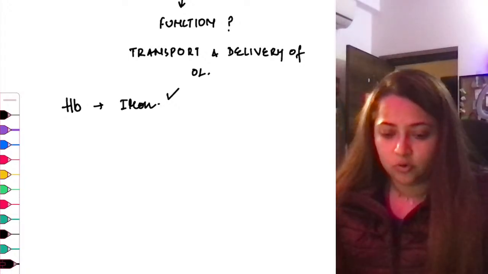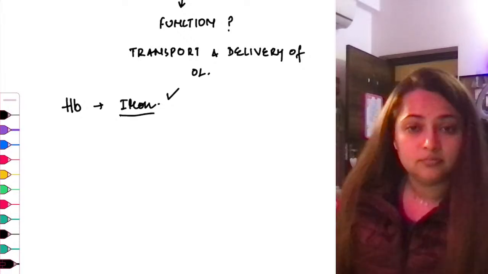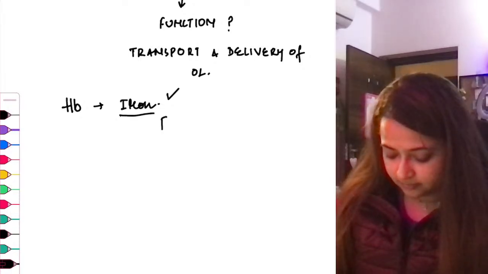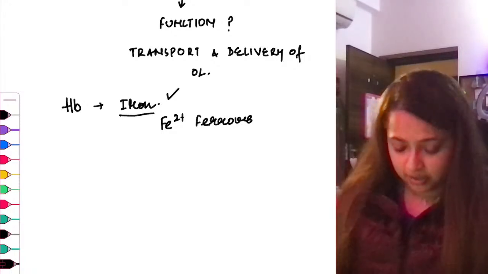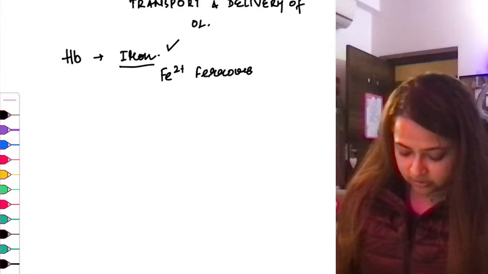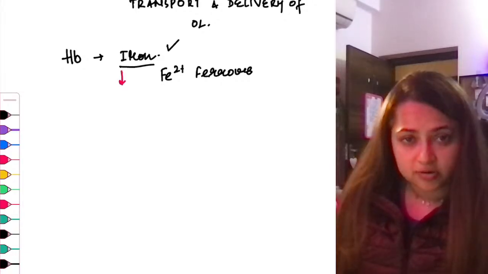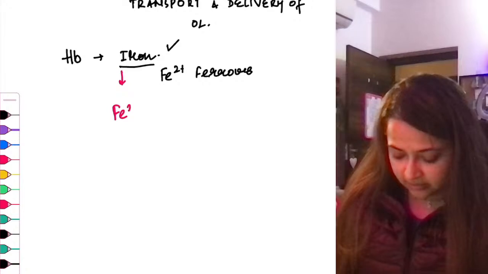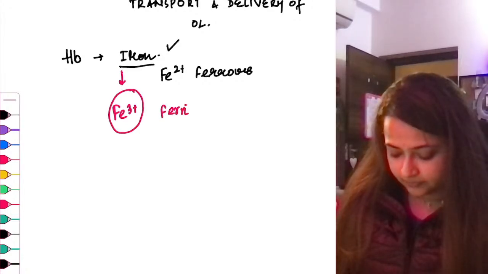Okay. The hemoglobin that contains the iron in its reduced form, that is ferrous, this is oxyhemoglobin. Okay. Now, guys, you tell me a situation in which the hemoglobin contains the oxidized form of iron, that is ferric iron. What is that?